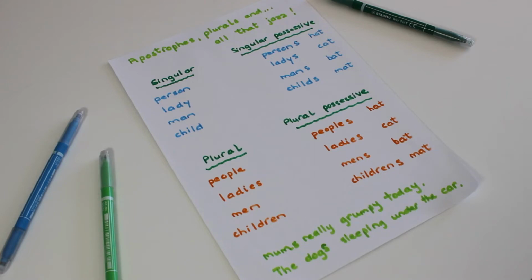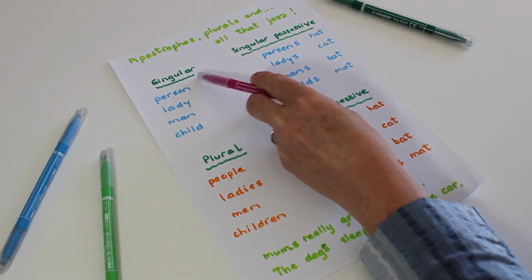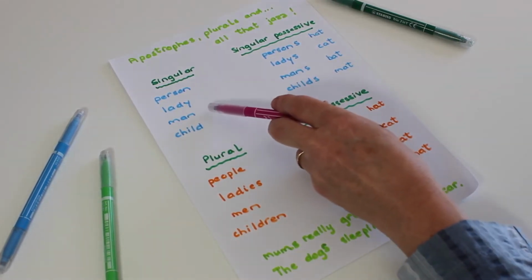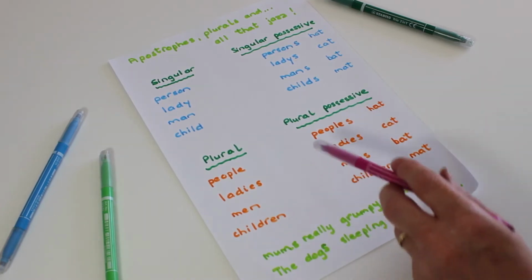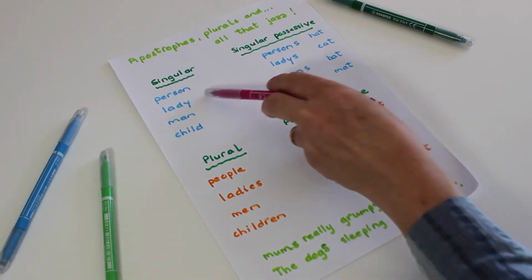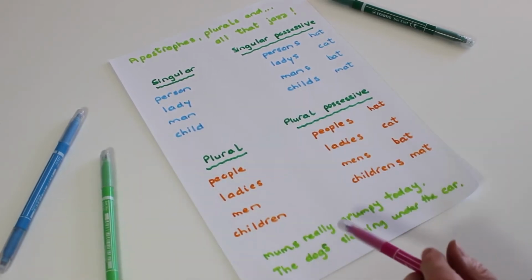A lot of people find this really tricky, so I've tried to work out a way of making it easier to remember. In order to show you this, I need to talk you through a couple of terms. Singular, this word here, means that there's only one of something. I've got 4 nouns here, and they're all singular nouns. There is only one person, one lady, one man, one child. Then plural. Plural is when there's more than one. People instead of person, ladies instead of lady, men instead of man, and children instead of child.